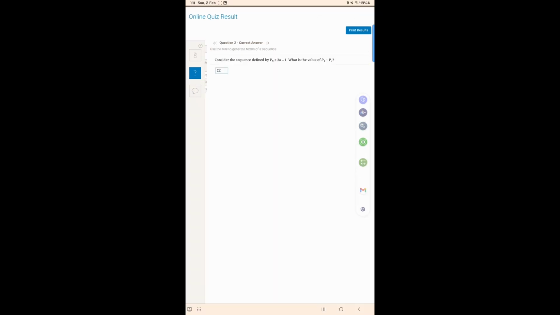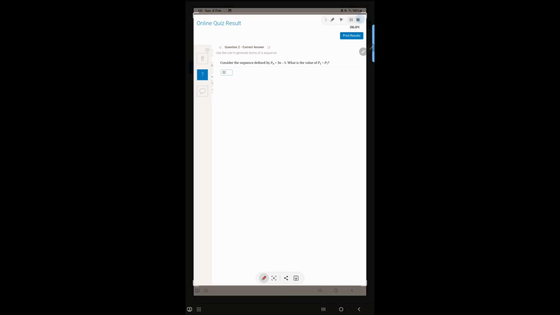Okay, for question number 2, consider the sequence defined by Pn equals 3n minus 1. What's the value of P1 plus P7? So you have n as a variable. When they give you P1, they gave you the value for the variable. So P1 is equal to 3, you replace n by 1, minus 1, which gives you 3 minus 1, which is equal to 2. So P1 is equal to 2. Now use P7. You replace n by 7.